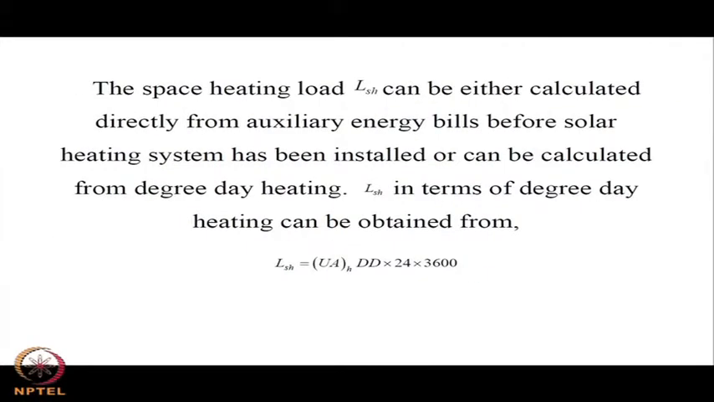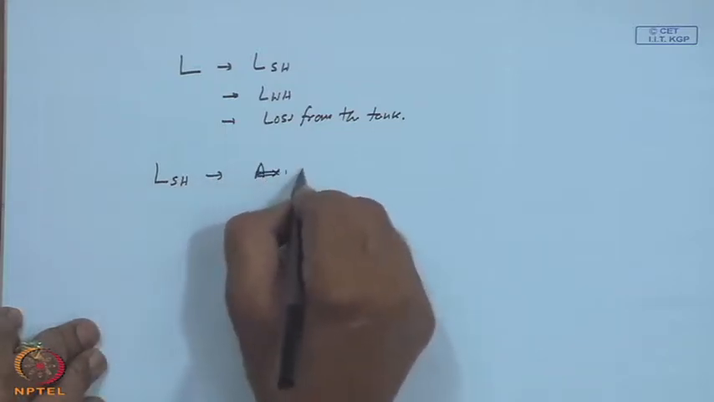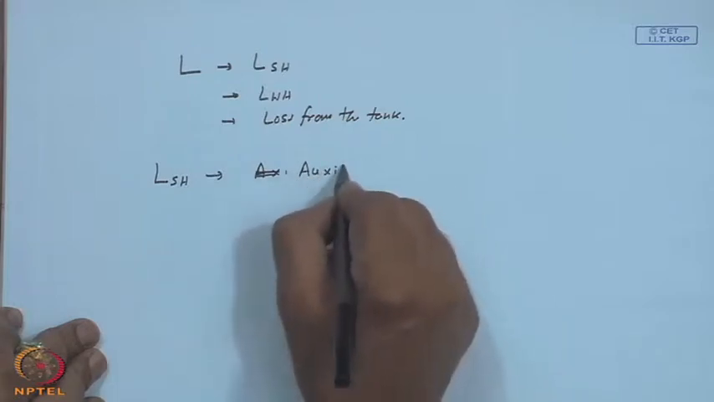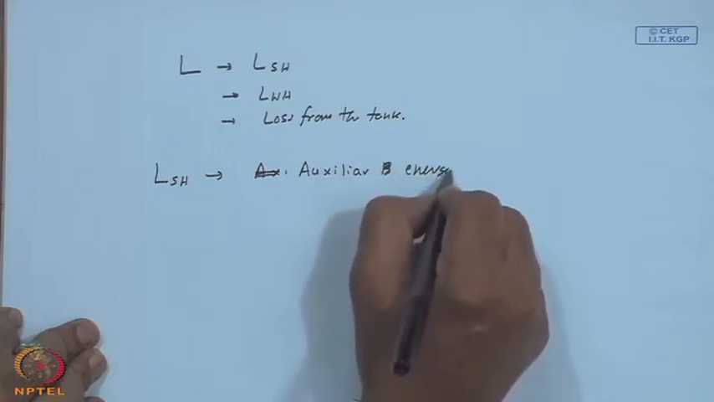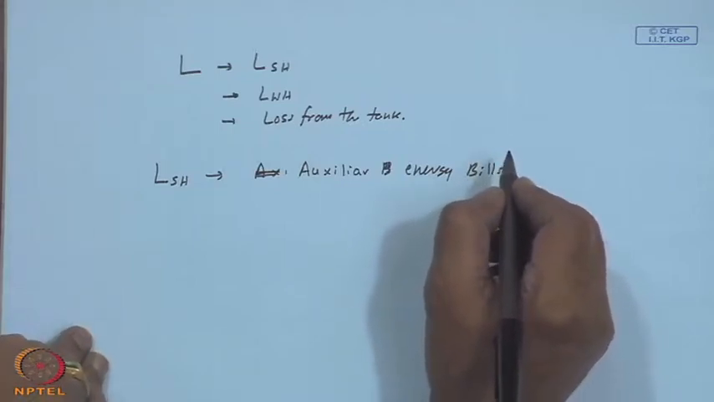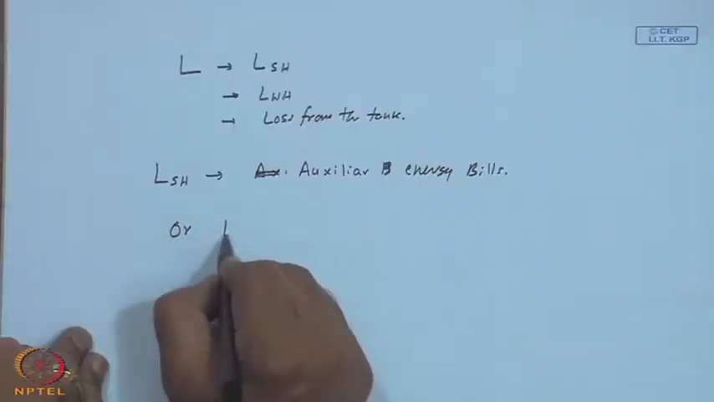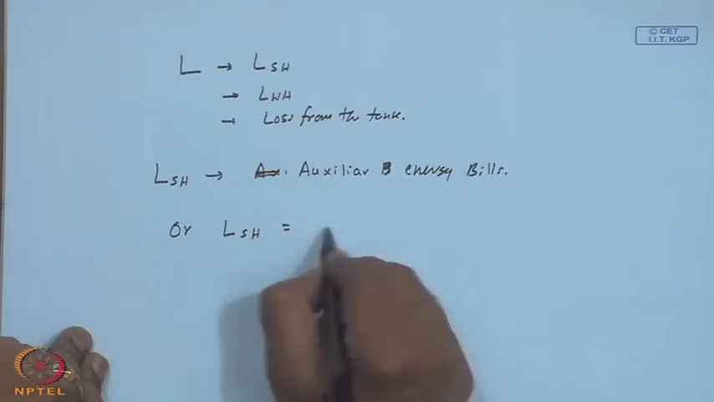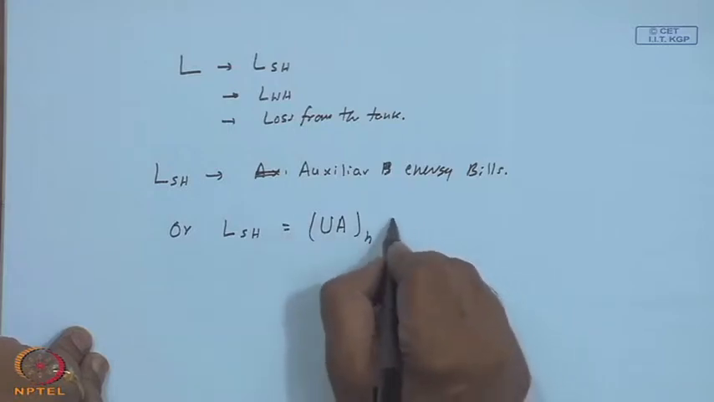So, LSH, the simplest way is from auxiliary bills. If it is an already occupied house and has a space heating system, be it gas heated or electric heated or steam heated, one can find out the utility bill and find out so much is the space heating load. Or you can estimate LSH as building loss coefficient UAH multiplied by DD.